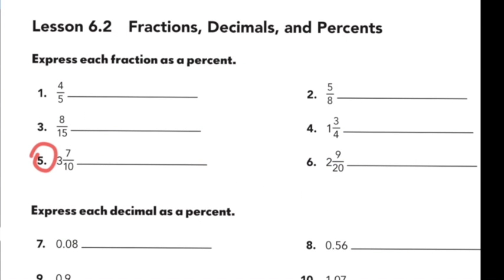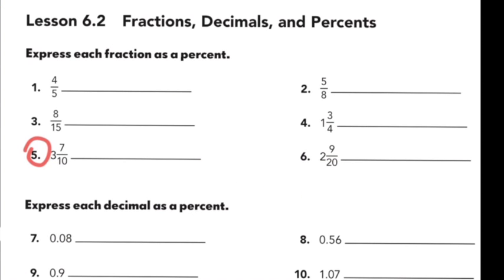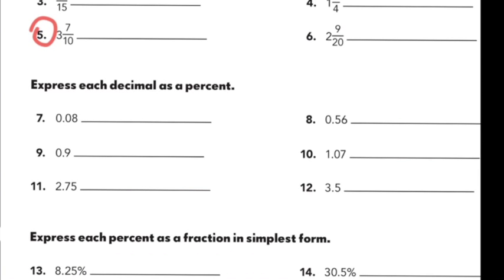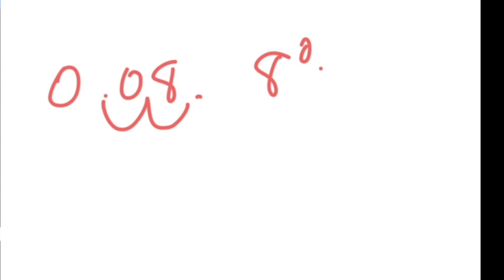The second part, let me just move this up: express each decimal as a percent. This is fairly easy. Let's do a couple of these. So you have 0.08 there. You always move the decimal to the right when you're making a percent, and we move it over 2 places. 1, 2, the decimal there, so you have 8%. You could also just multiply it by 100, and you would get the same answer.